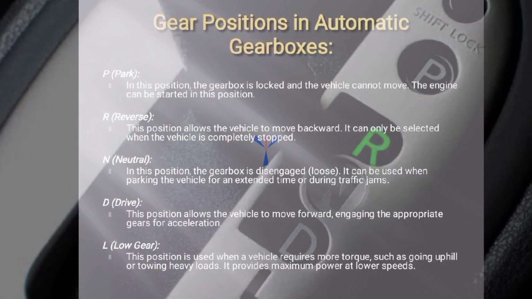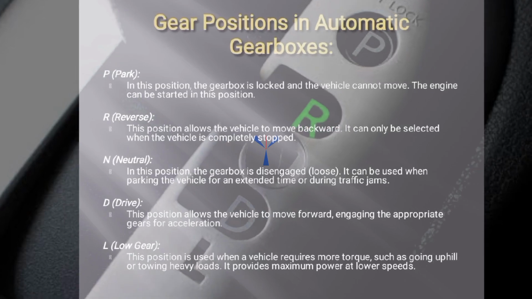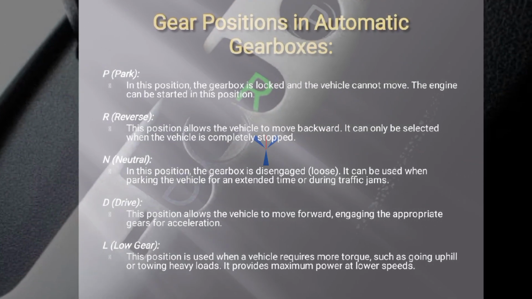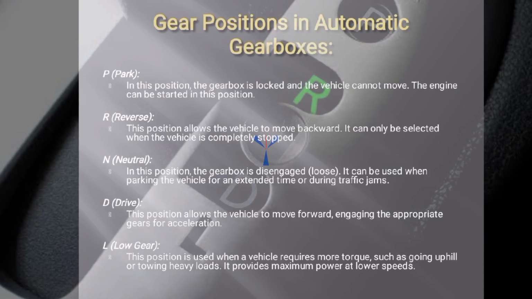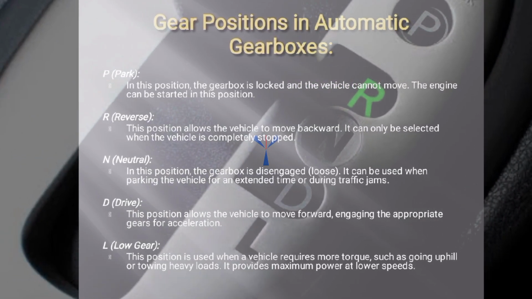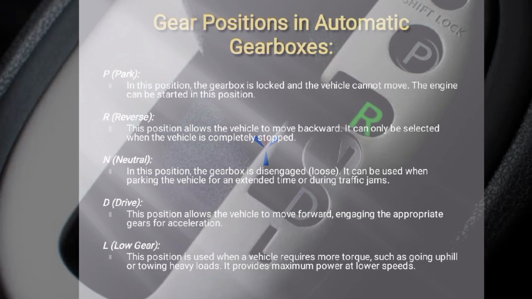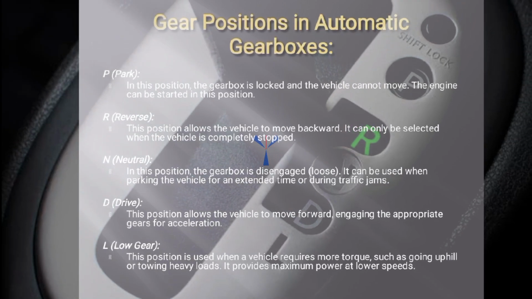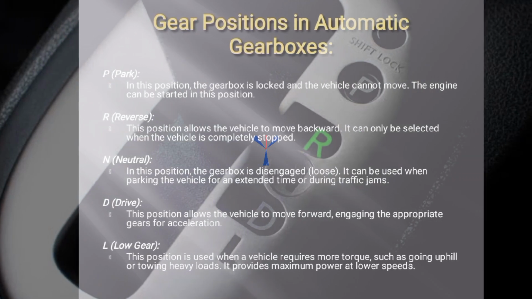The fifth is L, for low gear. This position is used when a vehicle requires more torque, such as going uphill or towing heavy loads. It provides maximum power at lower speed. So this is all about the gearbox.